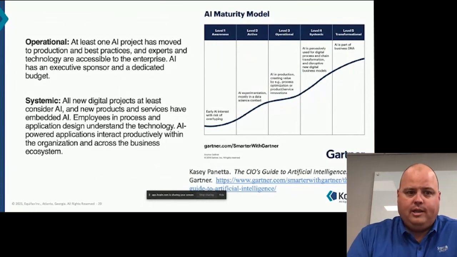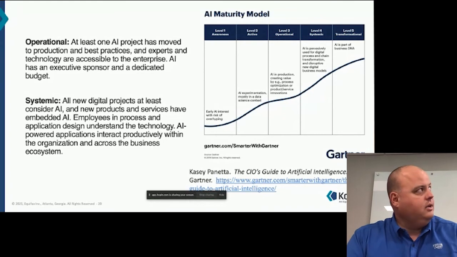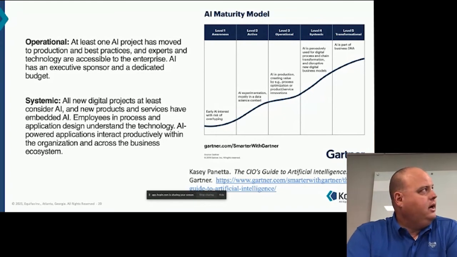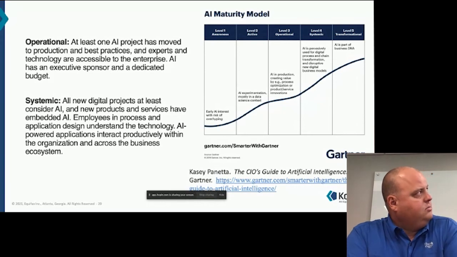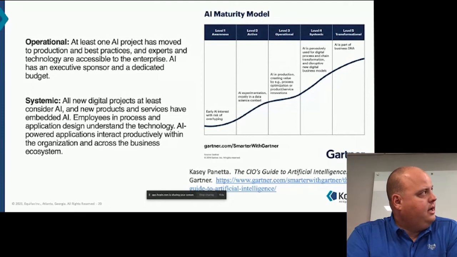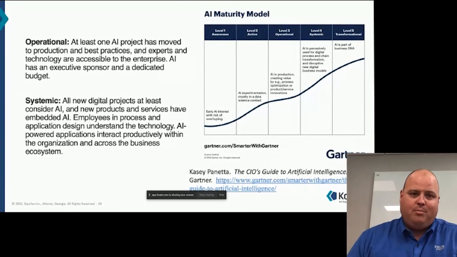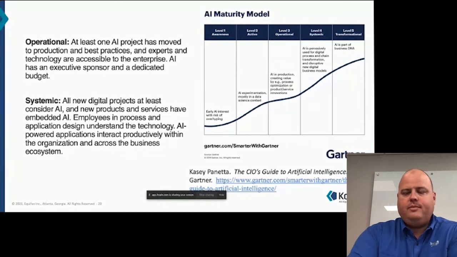At that point, at level 3 operational, you can see it up in the upper left. This was a text out of the source that I have down there. At least one AI project has moved to production, and best practices and experts in technology are accessible to the enterprise. AI has an executive sponsor and a dedicated budget. That is a huge accomplishment, and we had worked for years to get there. And so it very much felt like the top of the pinnacle, at least from my perspective at the time.